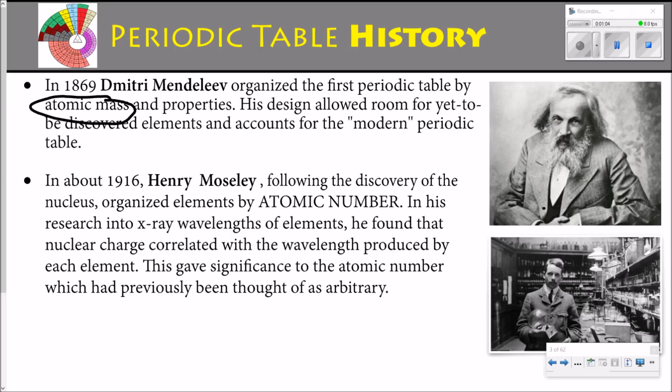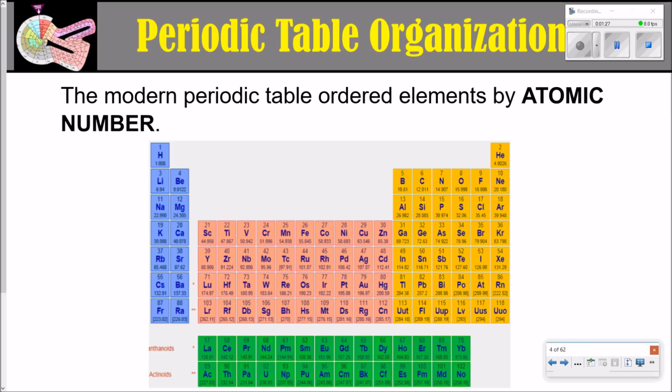Then in about 1916, Henry Moseley, following the discovery of the nucleus, was doing research, and his research ended up showing the significance of the atomic number, which previously until this point had kind of been thought to be arbitrary. And he discovered that if he organized the periodic table by atomic number, it set the periodic table up so that the relationships were more clear. And to this day, that's what we use. Our modern periodic table is ordered by atomic number, which is Moseley's contribution to the periodic table.